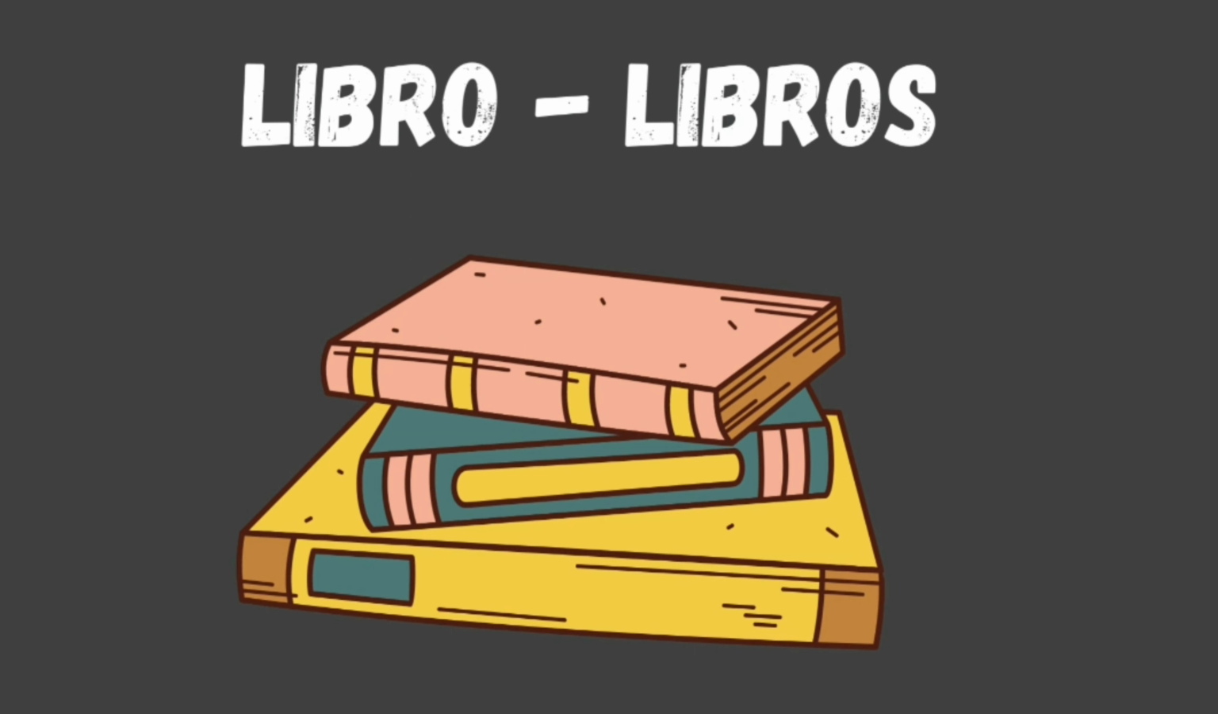Now let's go to the next noun we have, okay? We have book, okay? In Spanish, libro. Libro, okay? This is a singular form, and the plural form of libro would be libros. Libros, okay?